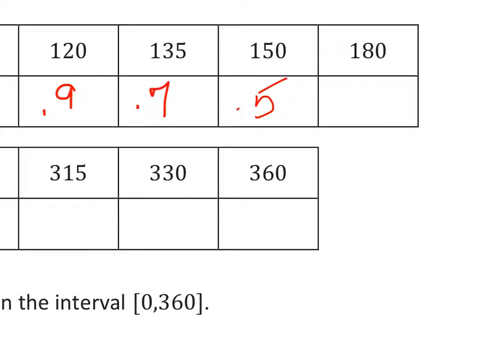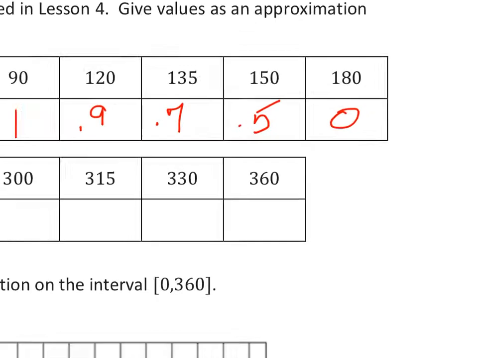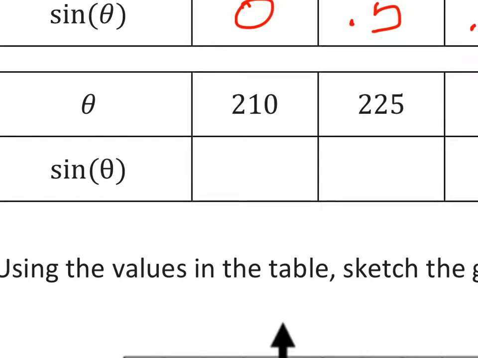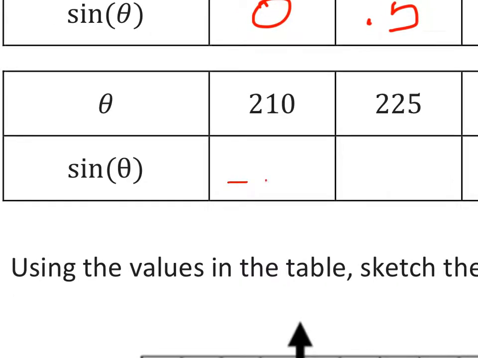Then we go to 150, that's 0.5. You can be doing these on your own calculator. If you're waiting on me to go back and show the whole table, you can punch them in yourself. This is not a mystery how these values are coming to be. Sine 180 is going to be 0. So then we go back here to 210 down below. Sine of 210 is negative 0.5, and sine of 225 is negative 0.7.